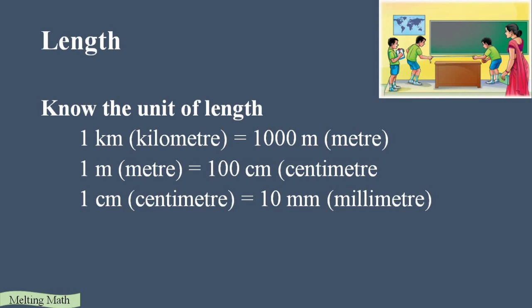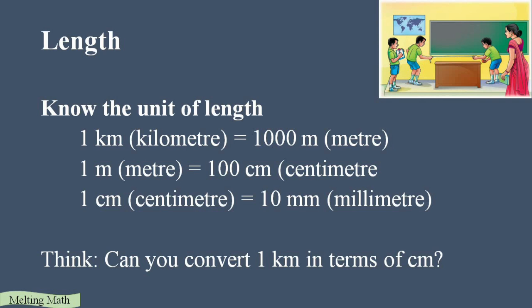1 kilometer equals 1000 meters. 1 meter equals 100 centimeters. 1 centimeter equals 10 millimeters. They will ask a question from this unit of length. Just see, can you convert 1 kilometer in terms of centimeter? Yes, we can convert it.